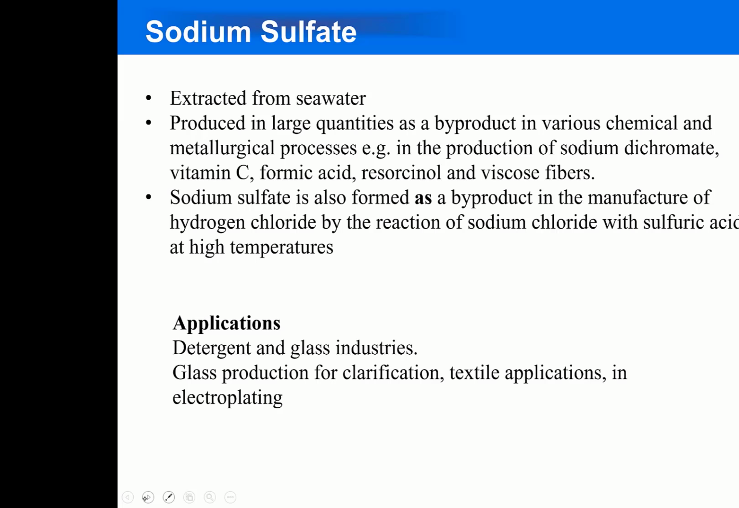And it's also produced in large quantities as byproducts in a lot of chemical industries and metallurgical processes. For example, in the production of sodium dicarbonate, vitamin C, formic acid, resorcinol, and fibers. Also formed as a byproduct in the manufacture of hydrogen chloride when you react sodium chloride with sulfuric acid. So you will automatically produce sodium sulfate as a byproduct.